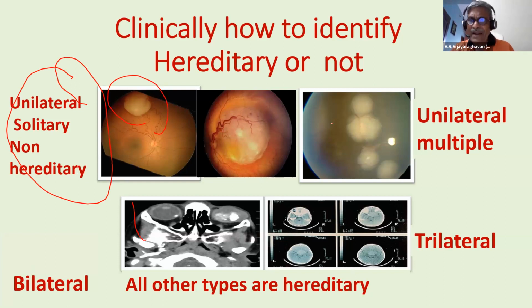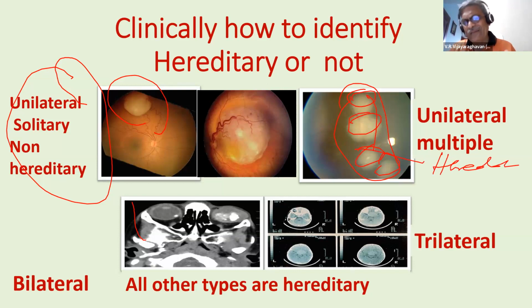Remaining, suppose I have unilateral multiple tumors like this. Unilateral multiple, never forget. One tumor is there, second tumor, third tumor. These are all individual tumors. They are not spread, because retinoblastoma is the only tumor which can have a multicentric origin. One tumor has 10 tumors, meaning all are individual tumors. They are not spread. When you have unilateral multiple tumors, it is a hereditary pattern.